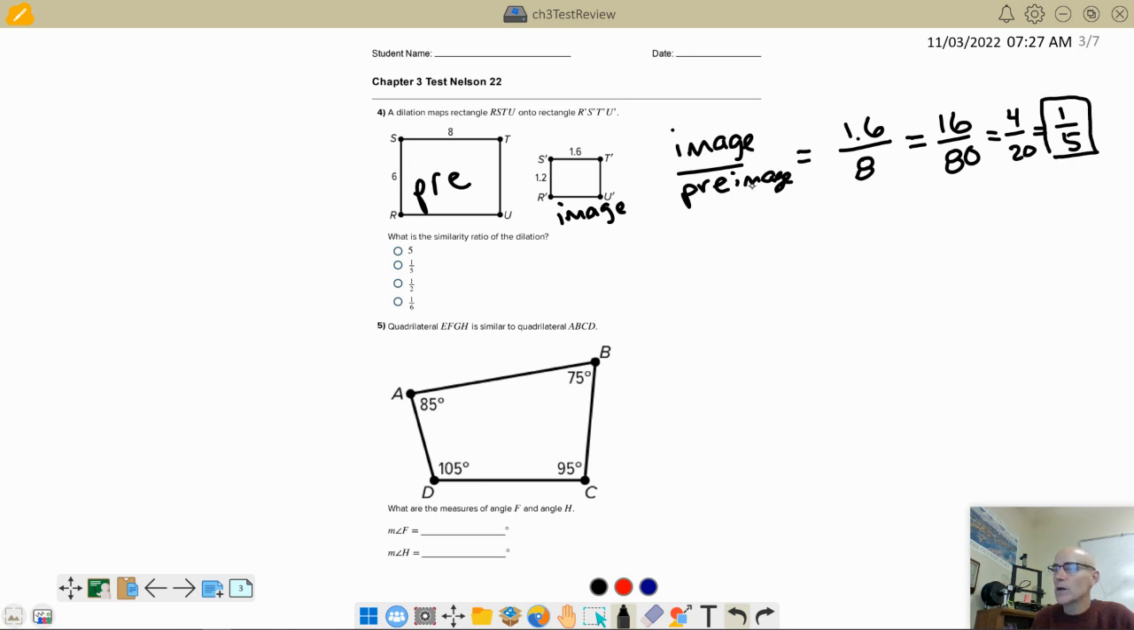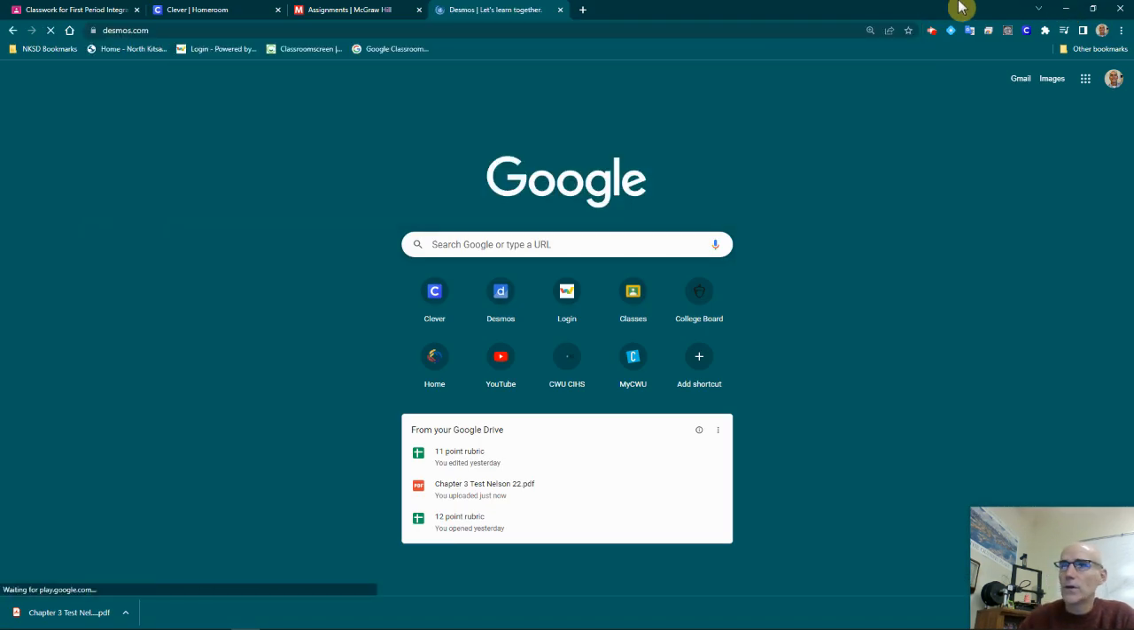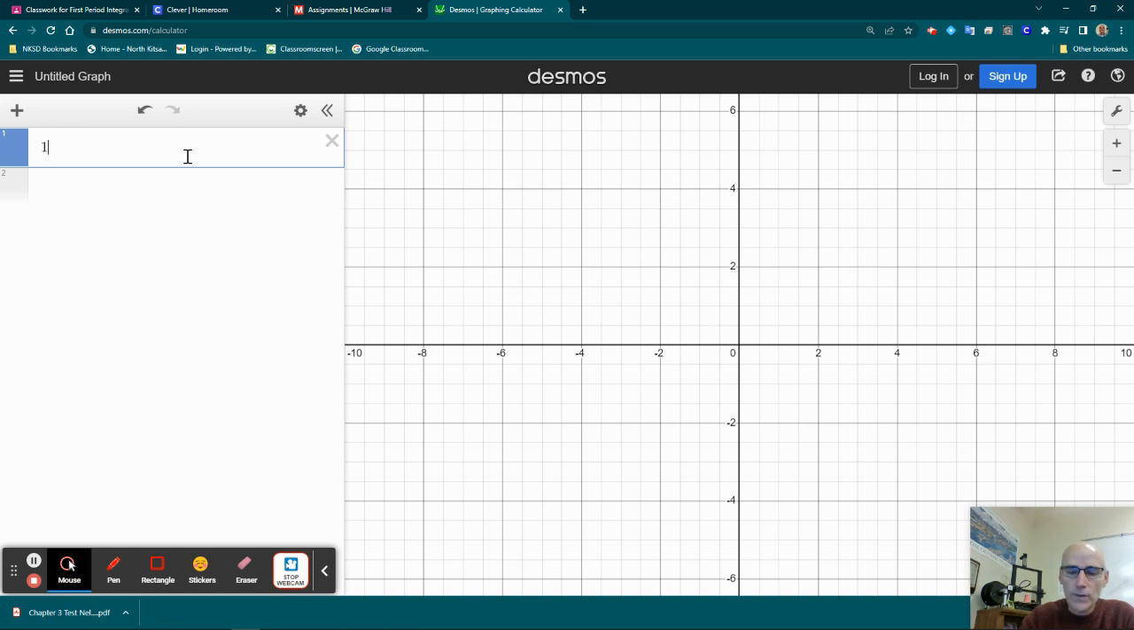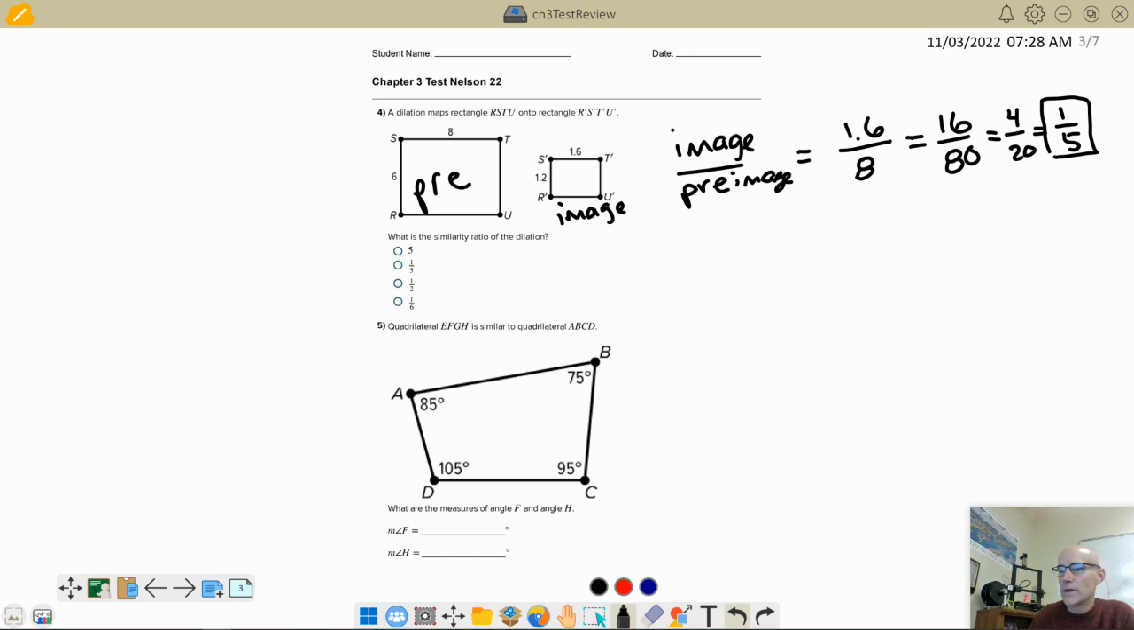You could do this on Desmos, and I just don't have time to flip over to Desmos. And well, I'll do it. I'm going to do it. I take it back. So you get over here and you go Desmos, right? And you do something like 1.6 divided by 8. It comes out to be 0.2. Maybe you don't recognize that fraction as 1/5. So you hit this little fraction deal right here, and it changes that rational number into a ratio. And so that's how you do that on Desmos.